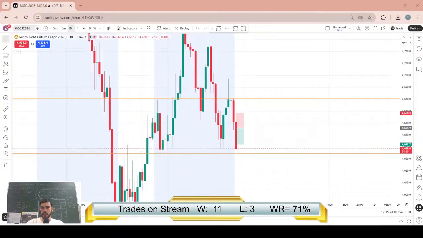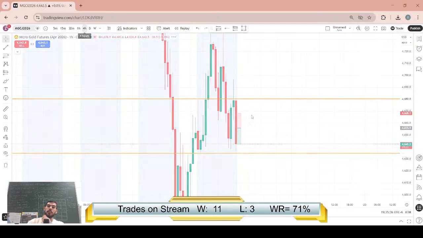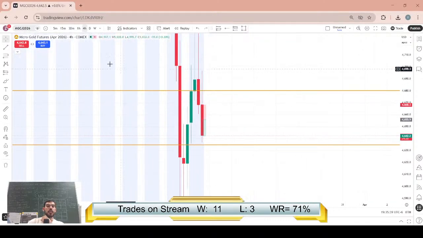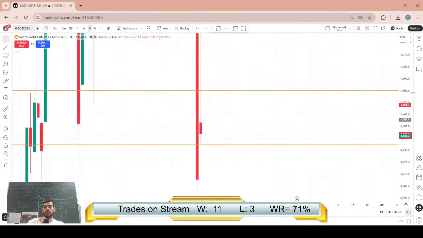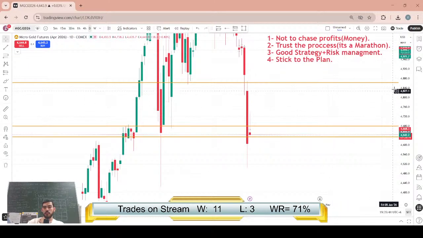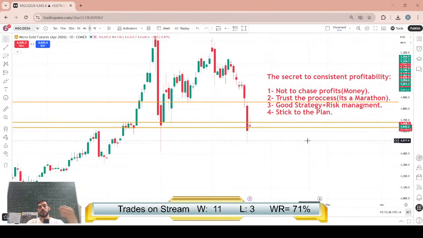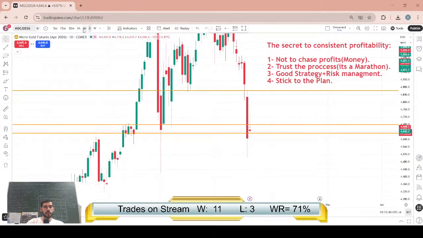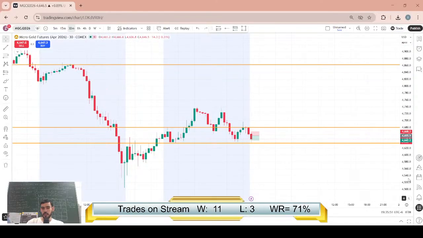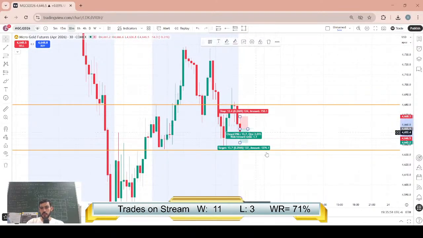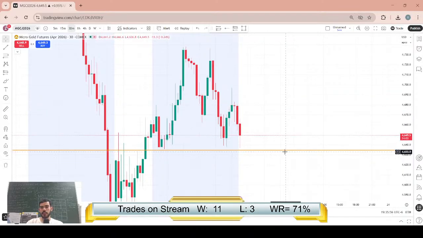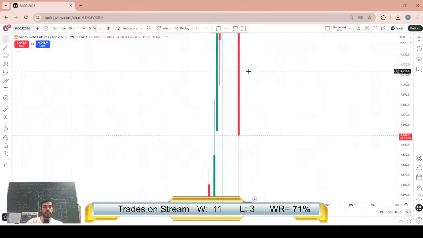Wow, look at that going. Look at that moving. So actually recently I have blown my Lucid funded account, and now I'm going to be trading like in here for a while till I could buy a new funding account, and we will go from there. So with today's price action, it doesn't look bad actually.